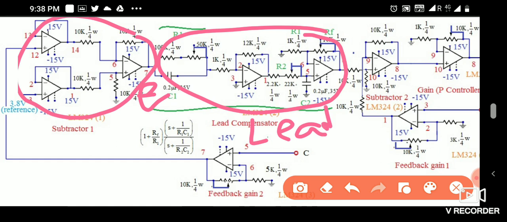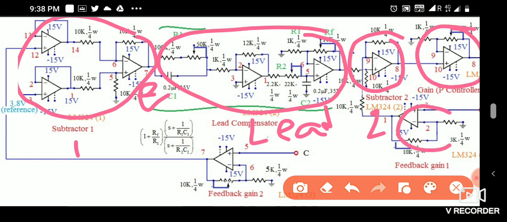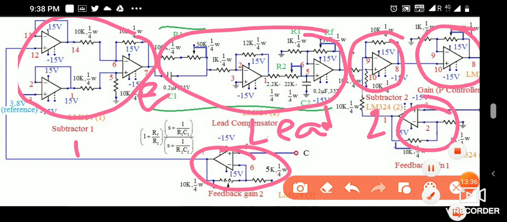that has been designed from MATLAB. Now again this is a subtractor. So there are two loops in the control strategy. This is the first, and this is the second subtractor, and again there is the PI controller in the inner loop. So these are the feedback in the inner loop and this is the feedback in the outer loop.